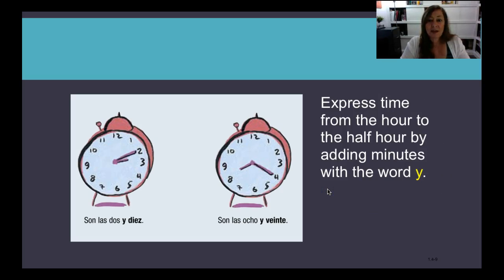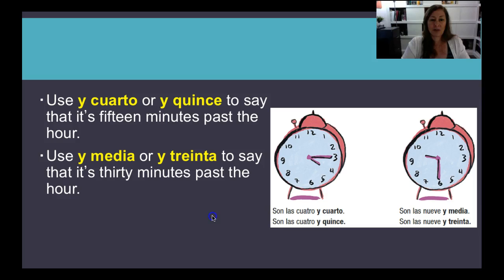So to express the time from the hour to the half hour, we use the little word y. Please note that the minute hand in these two examples is on the right side of the clock if you're looking at it facing that way. And so you say y whatever. Then some extra words to know. If it's quarter past, y 15 o y cuarto. If it's 30 minutes past, y 30 o y media. Your choice.